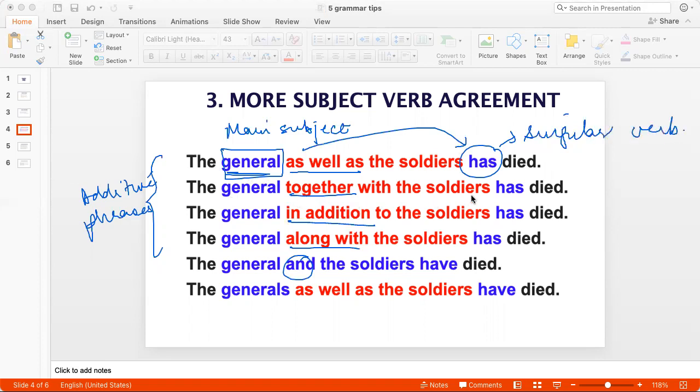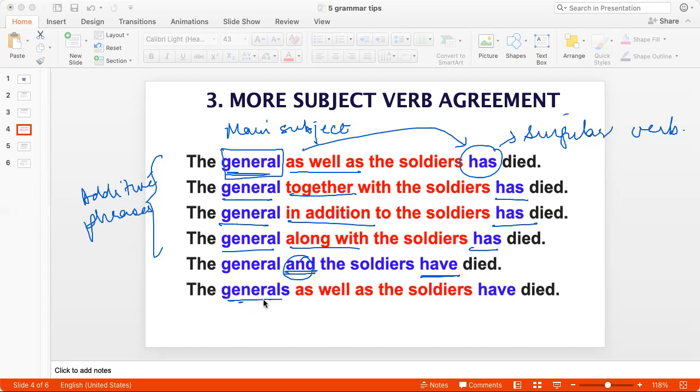The general together with the soldiers has died. Again, a singular verb. The general in addition to the soldiers has died. Again, singular. The general along with the soldiers has died. So in all the cases, I would look at the main subject and determine my verb based on what the main subject is. If I have "and" in the sentence, then obviously it will become plural. So if I say the general and the soldiers have died.